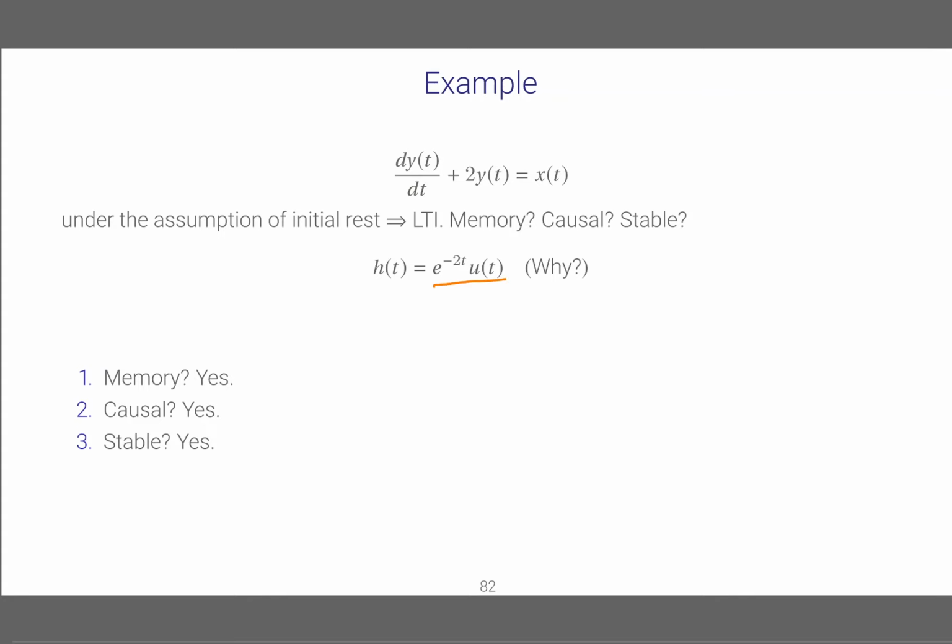You can see h(t) is not just k times delta(t), so you can see it has u(t). Is it causal? Yes, because h(t) is 0 for t less than 0, because it is u(t). And is it stable? Yes, because e to the power of minus 2t, you can integrate from 0 to infinity.